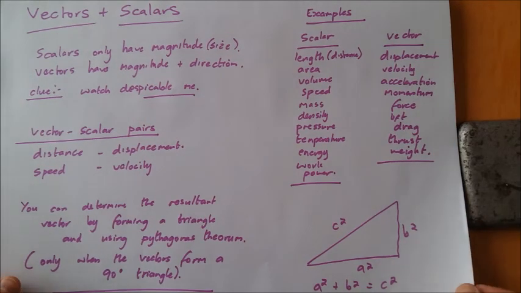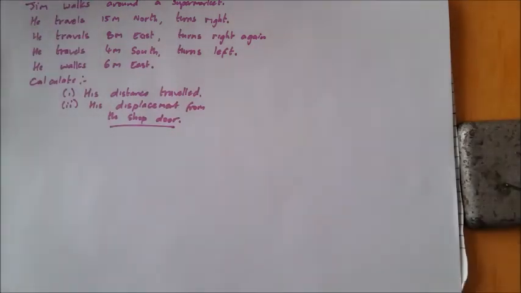Okay, so here we go then. An example. Jim walks around the supermarket. He travels 15 metres north, then he turns right. He travels 8 metres east, turns right again. He travels 4 metres south, he turns left, he walks 6 metres east. Can we find both the distance travelled and the displacement from the shop door?